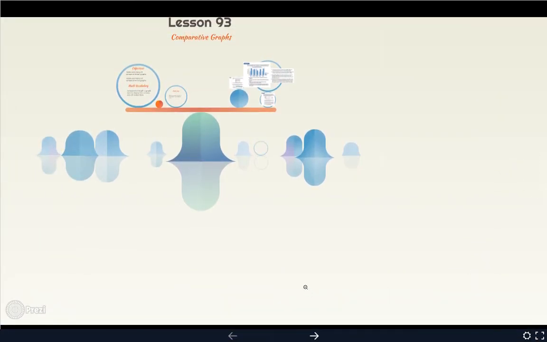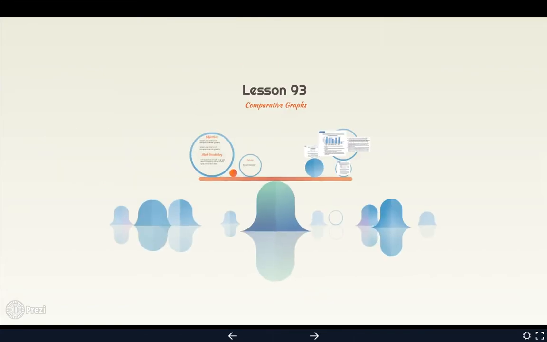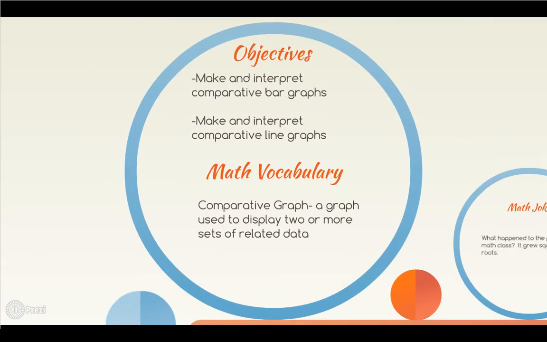We're on lesson 93, comparative graphs. Your objective today is to make and interpret comparative bar graphs, and we are also going to make and interpret comparative line graphs.